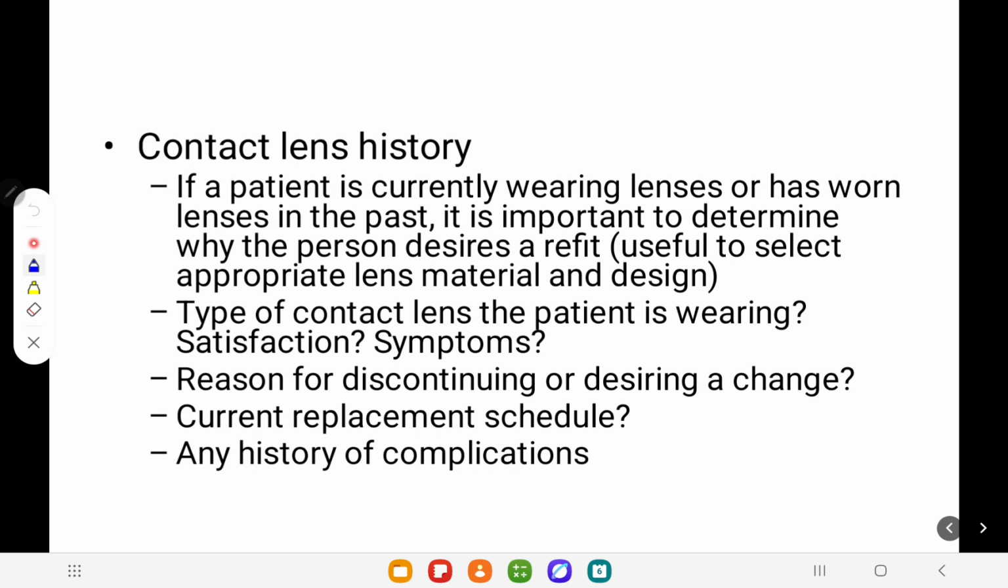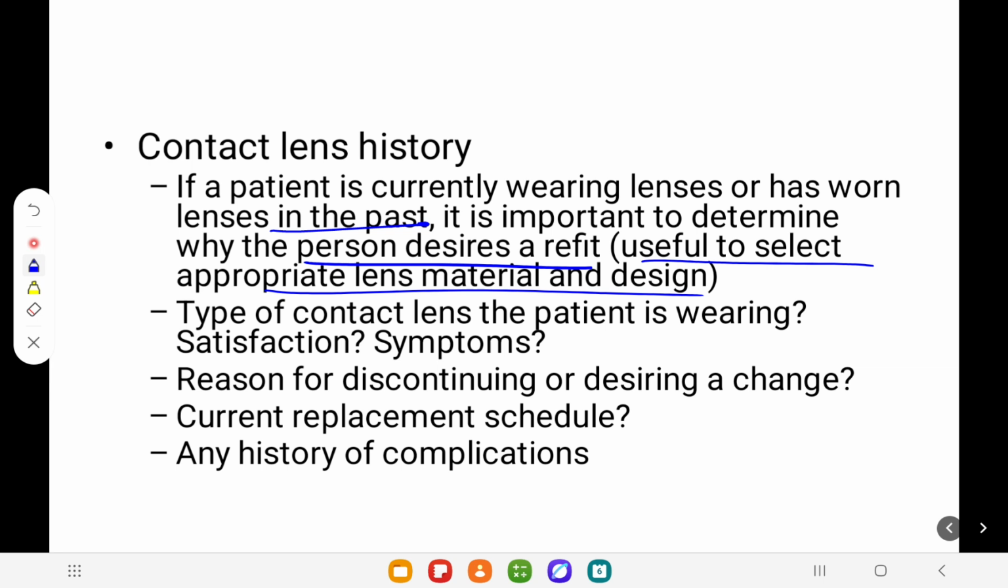So contact lens history is another important thing. If the patient is currently wearing contact lenses or has worn contact lenses in the past, definitely, as I have already told you, if the patient has had some really bad experience with contact lenses, it's very important. It is important to determine why the person desires to refit if he already had contact lenses, and what the causes were that he left that habit of using contact lenses. Yes, it's useful to select the appropriate lens material and design, definitely. So if he has a history of contact lens wearing, why he left wearing contact lenses and why he wants to fit again, it's very important that you ask these questions.